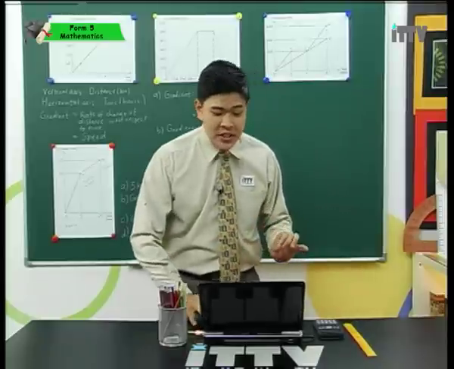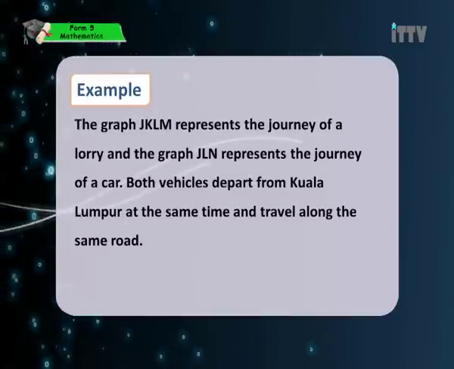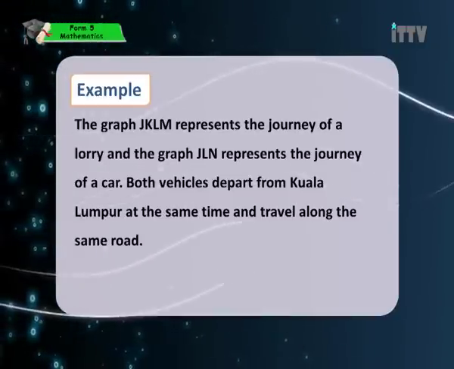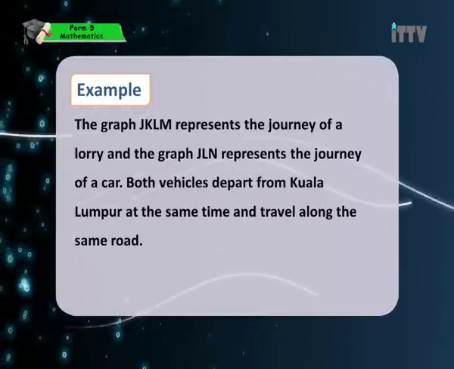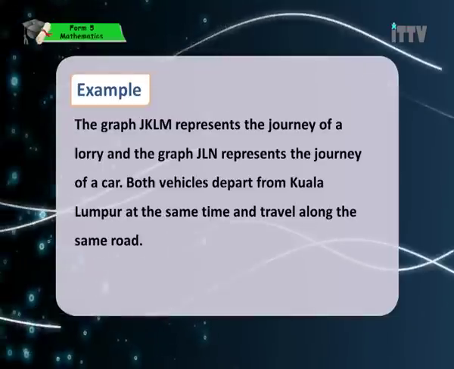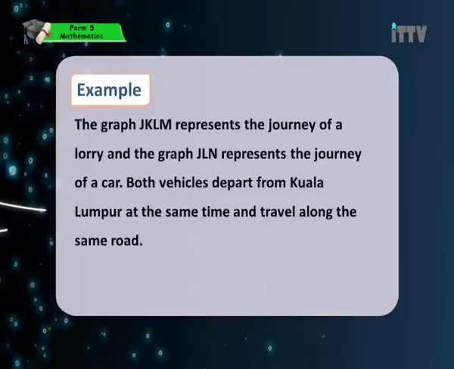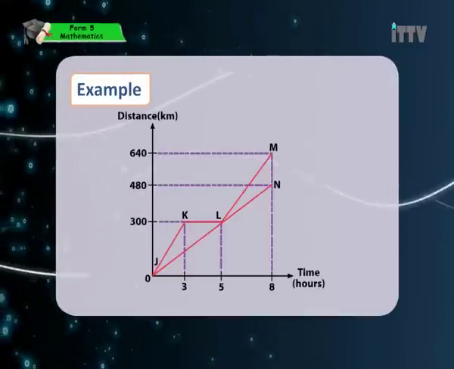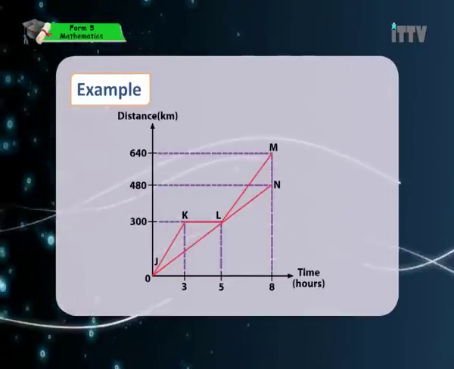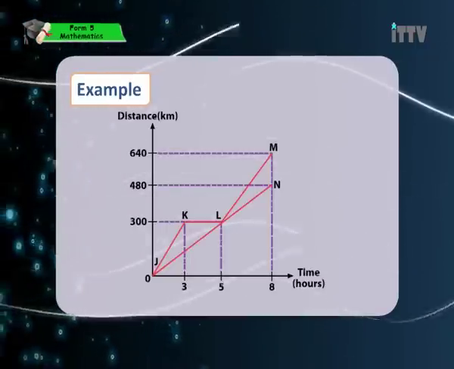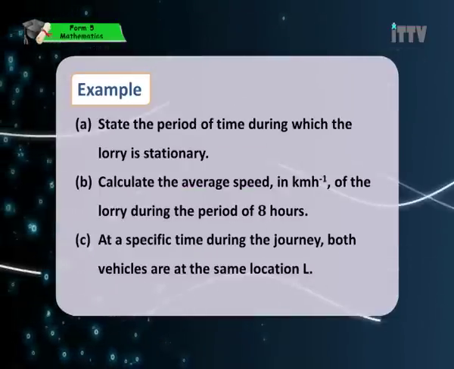Take a look at this question. The graph JKLM represents the journey of a lorry and the graph JLN represents the journey of a car. Both vehicles depart from Kuala Lumpur at the same time and travel along the same road. This is actually the graph that you get, but just bear in mind that we have two graphs on the same axis right now.